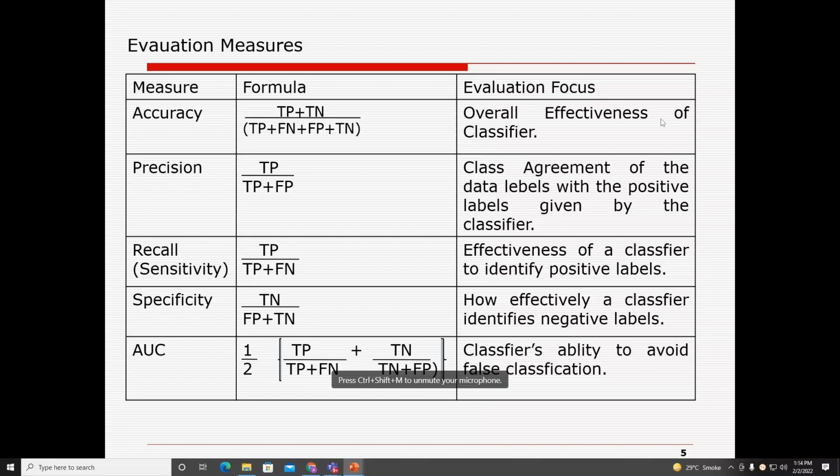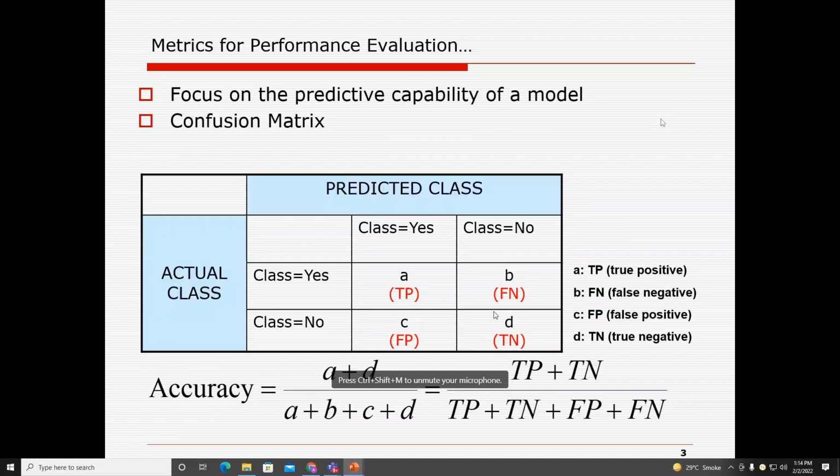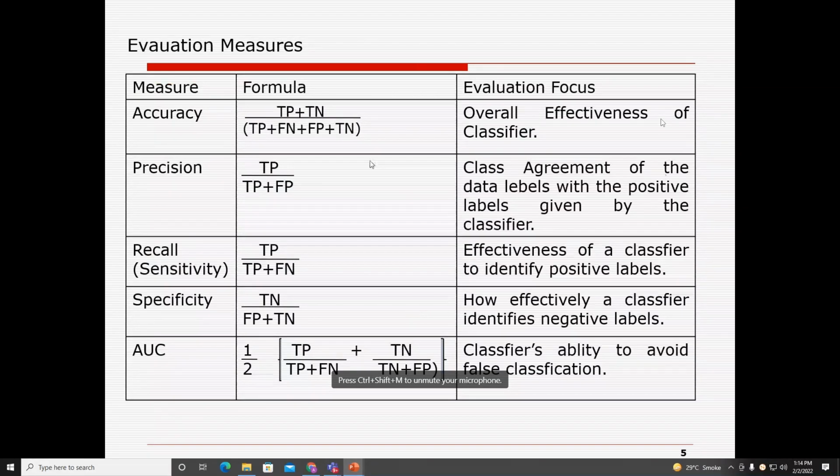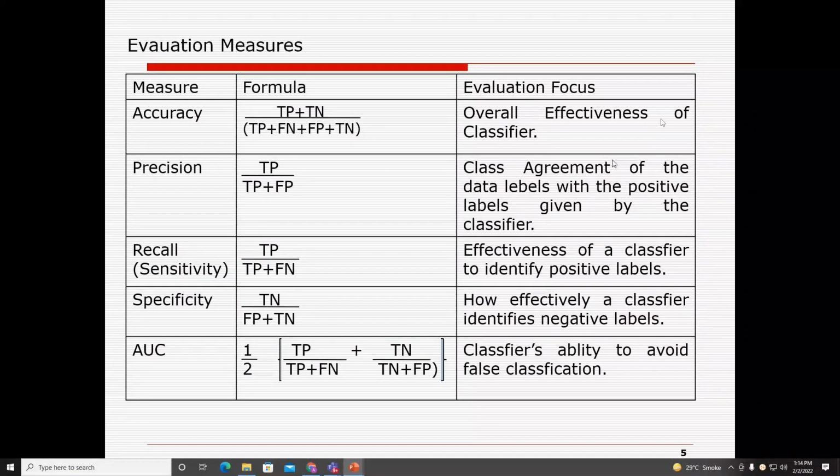Then we have precision, right? Precision is TP upon TP plus FP. So this first value is divided by the sum of this first column. TP upon TP plus FP. So precision is the class agreement of the data labels with the positive labels given by the classifier. So precision is nothing but how many of the positive labels given by the classifier are correct.